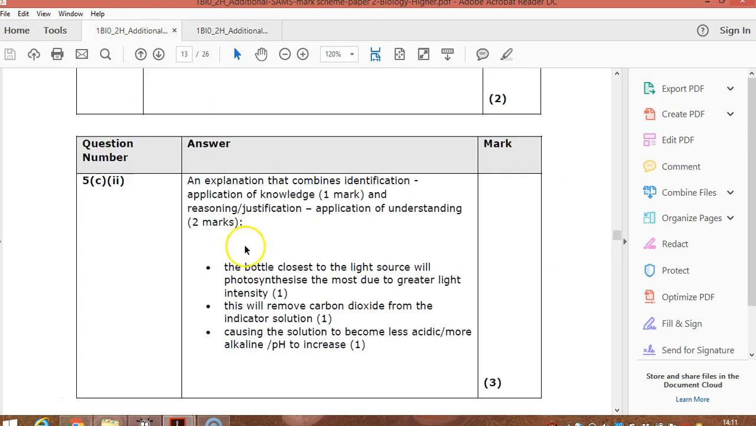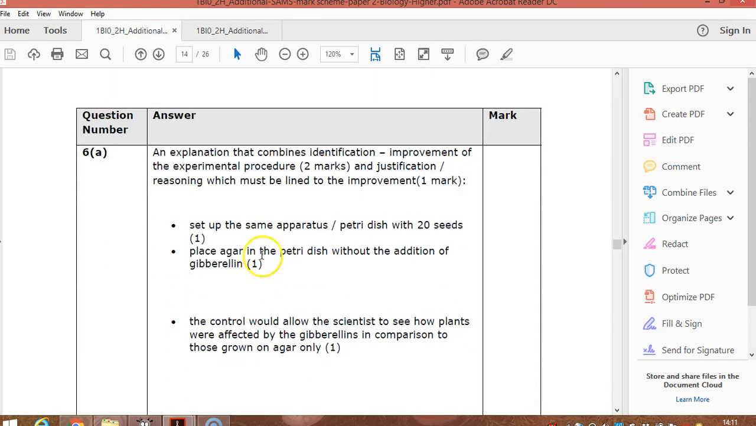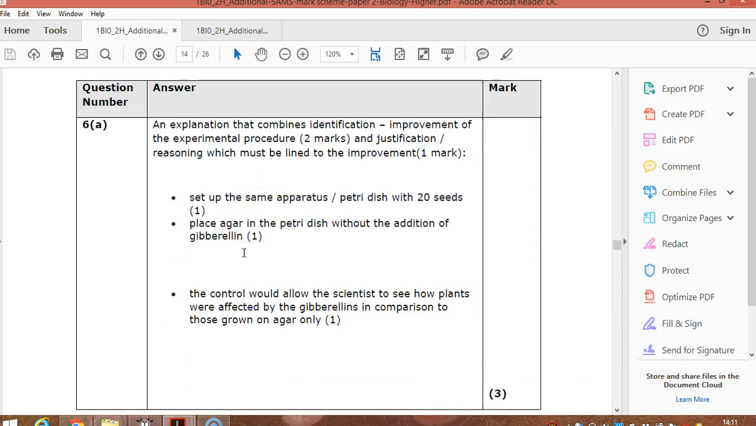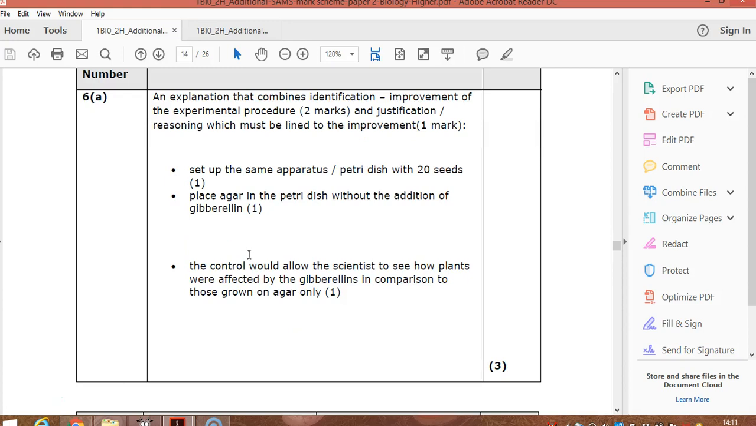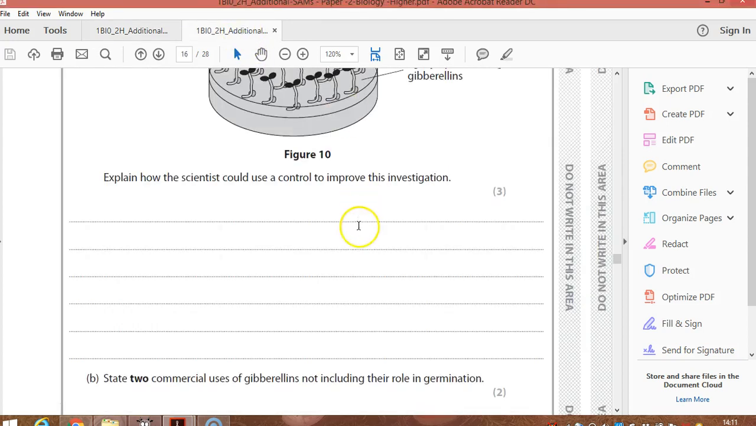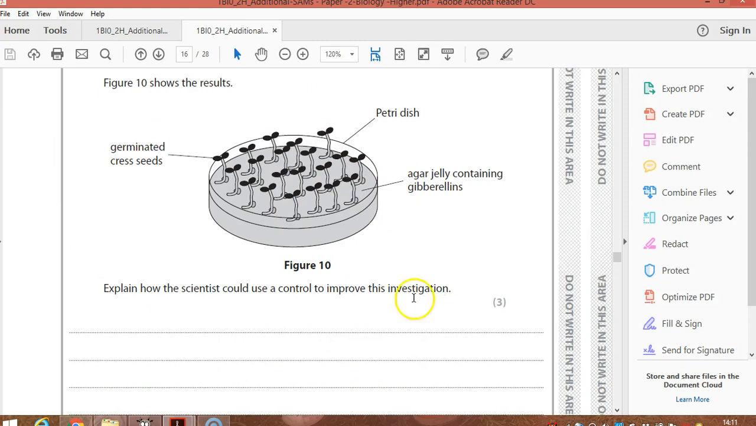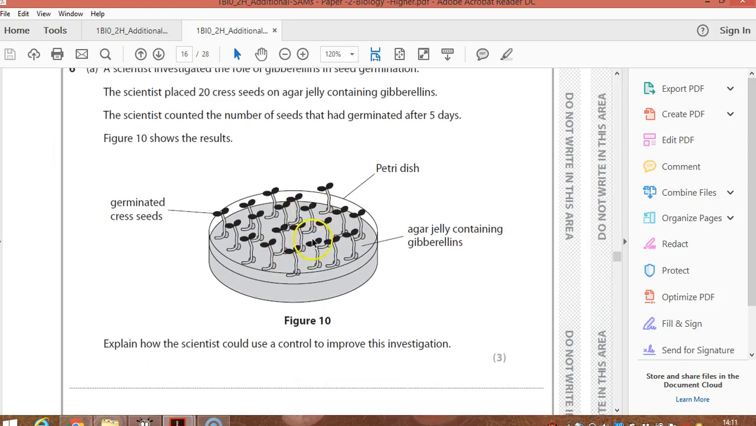Off you go. Right, you would set up the same apparatus with 20 seeds, place the agar in the petri dish without any gibberellin. The control would allow the scientist to see how the plants were affected by the gibberellins in comparison with those grown on the agar only. So there you go, because this petri dish on its own is meaningless. Okay, you put gibberellins on agar and it's produced this many cress plants, but you don't know what effect the gibberellins have had. So what you need to do is compare it to something that hasn't had any gibberellins on it.